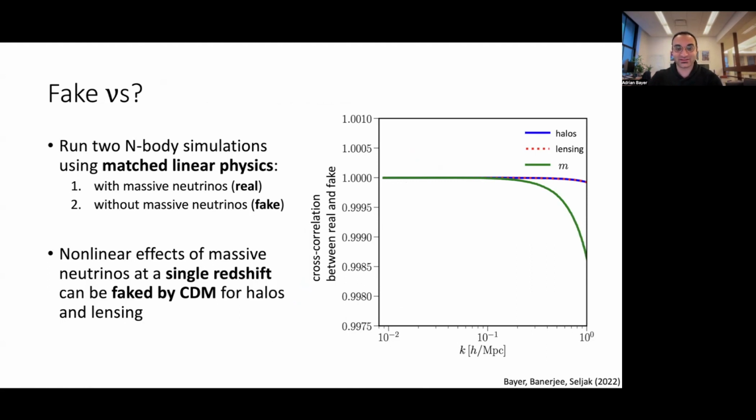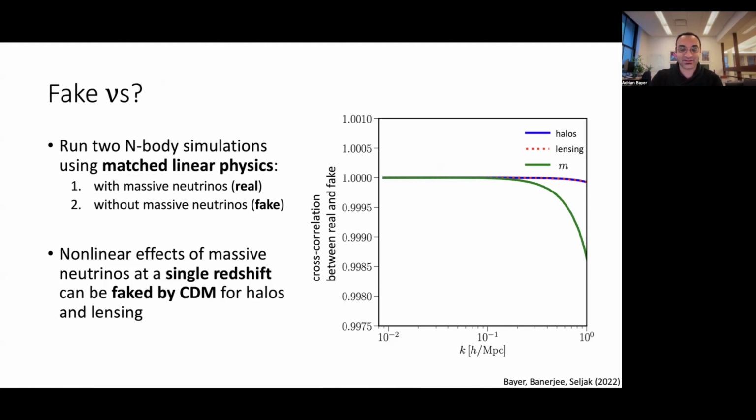And what we found when looking at the cross-correlation coefficient between these two simulations is that the matter field, the green line, deviates from 1 on small scales between like k of 0.1 and 1, suggesting that there's a lot of information in the matter field about neutrino mass. But when you look at the halo and lensing field, this cross-correlation coefficient is 1 all the way to around k of 1, suggesting that there's almost no difference between the real and the fake simulations. And if there's no difference between the real and the fake simulations in terms of cross-correlation coefficient, that means that there's no nonlinear information. There's no information in the phases about neutrino mass on these scales. And so in conclusion, this is saying that the nonlinear effects of massive neutrinos at a single redshift can be faked by cold dark matter for halos and lensing.